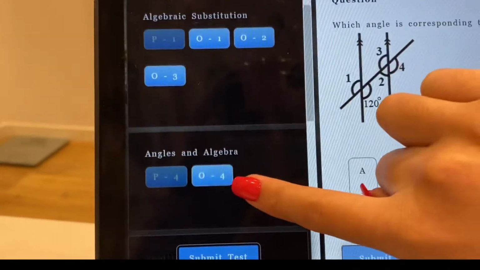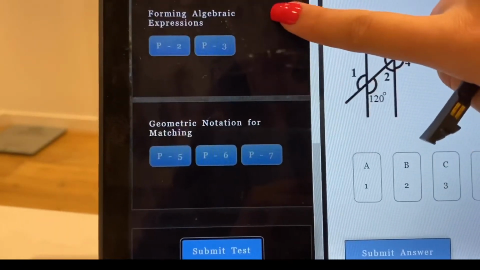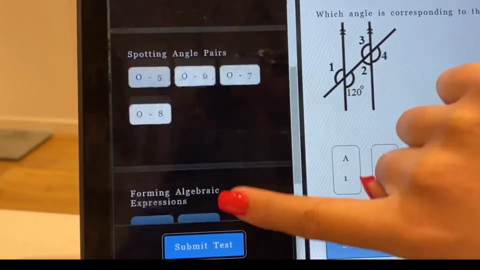Alright, so now we've done algebraic substitution, angles and algebra. Now, okay, these are on the paper test. Now I've just got to do spotting angle pairs. I swear I'm like losing my voice or something. Okay, so the question is, which angle is corresponding to the given as 120? I might need to use my notes for this one.